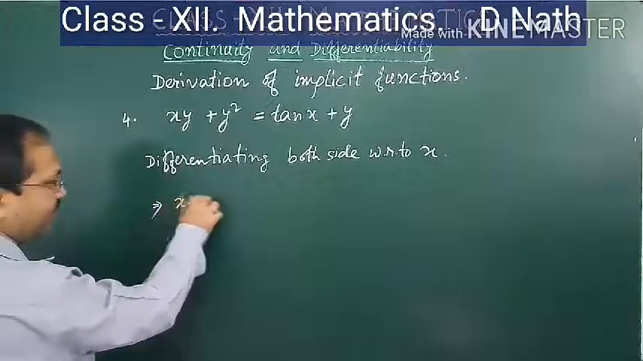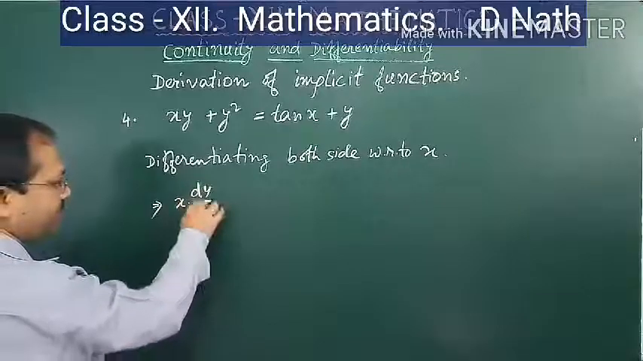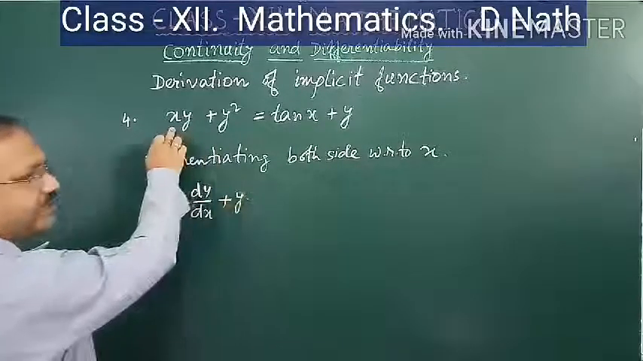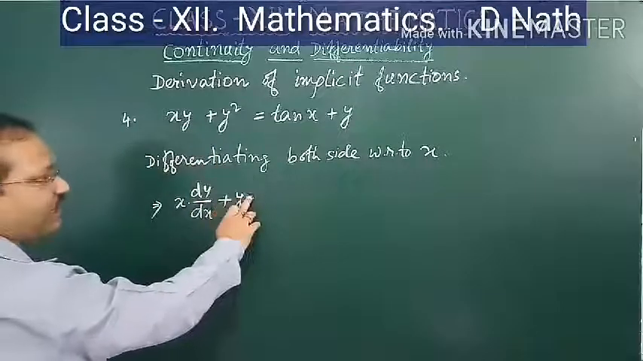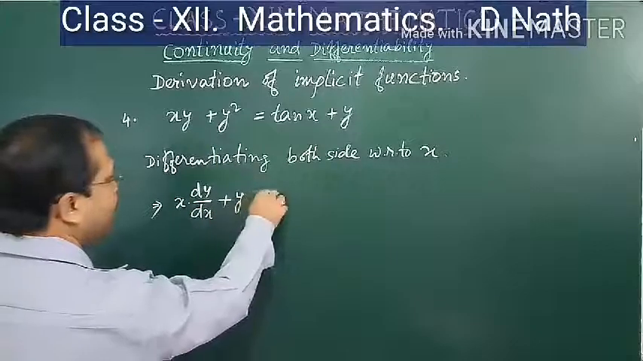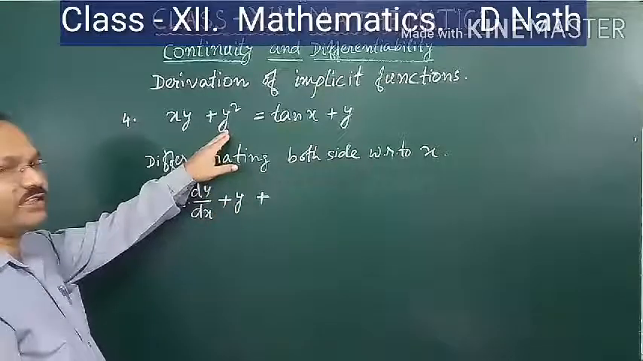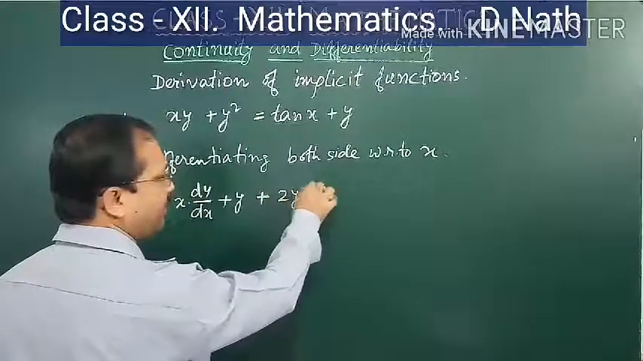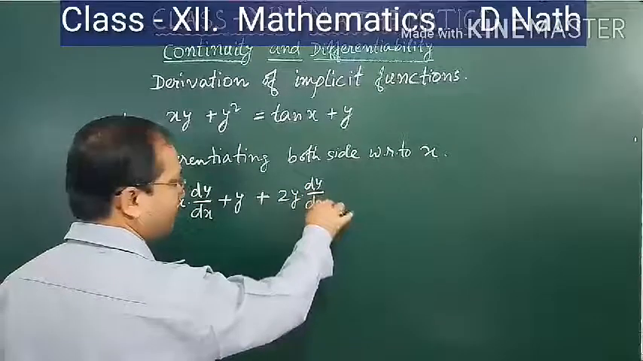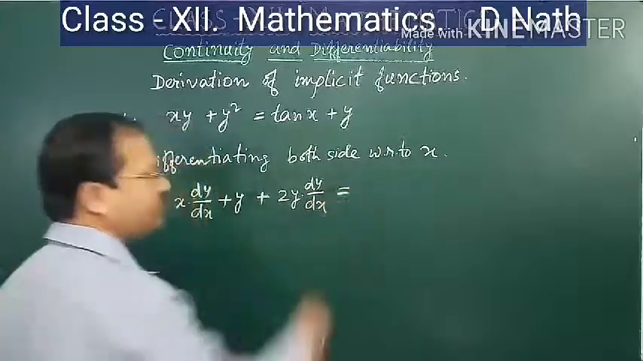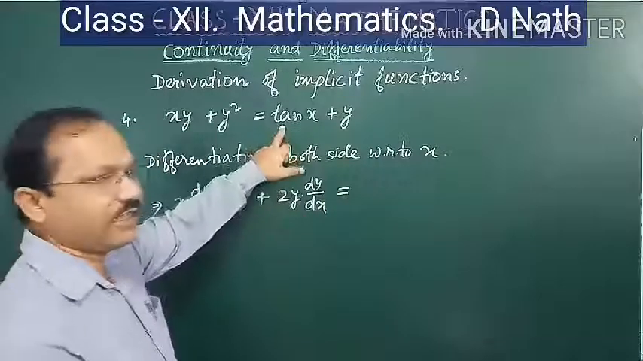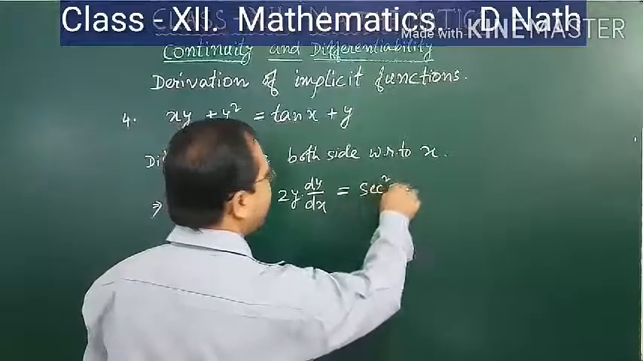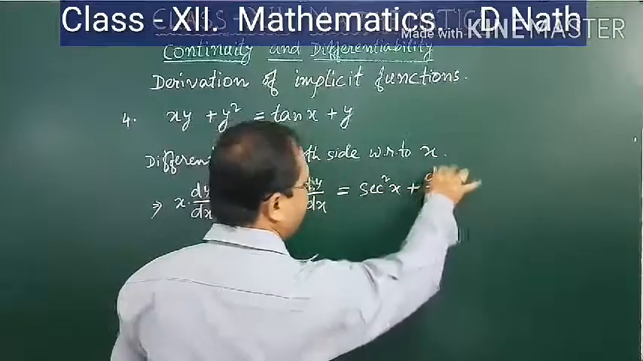So what will happen? X into dy/dx plus y into d/dx of x. d/dx of x is 1 only, okay? Plus d/dx of y square. d/dx of y square is twice y into dy/dx is equal to d/dx of 10x. d/dx of 10x is sec square x plus dy/dx.